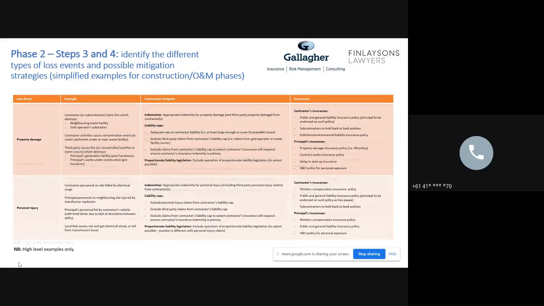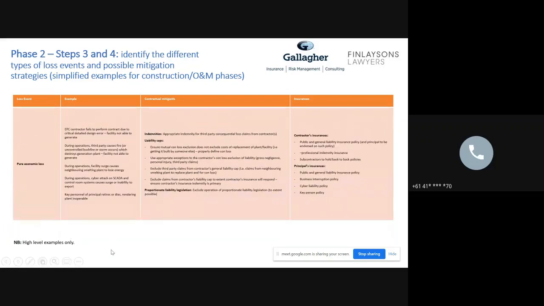The last example that I want to give there is in relation to pure economic loss. I'll give some examples here of what type of issues could arise during the construction phase or during the operation phase that might cause you economic loss. The example here is a design error that might then mean that the facility is not able to generate, so it's effectively not fit for purpose.